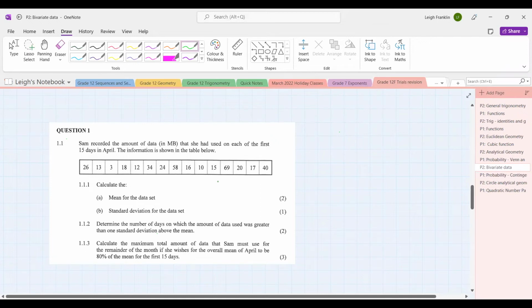All right, so in question number 1, it says to us, Sam recorded the amount of data in megabytes that she had used on the first 15 days in April. The information is shown in the table below. The first thing that they want us to do is to calculate the mean for the data set. When they ask you to do it this way, they don't want you to do it like you did when you were in grade 8 and grade 9. They want you to use your calculator, right?